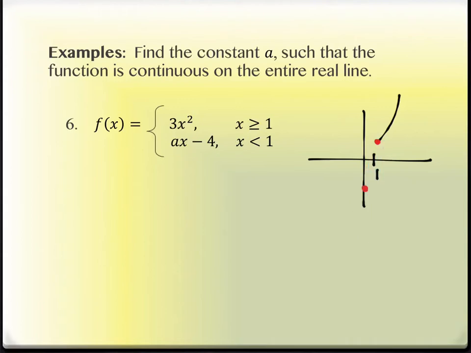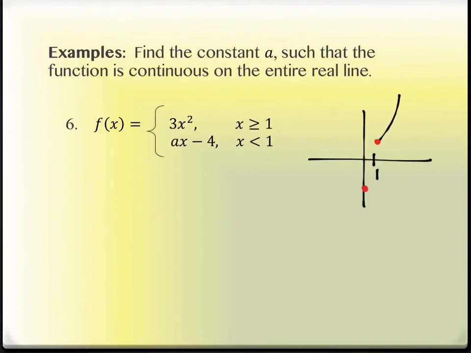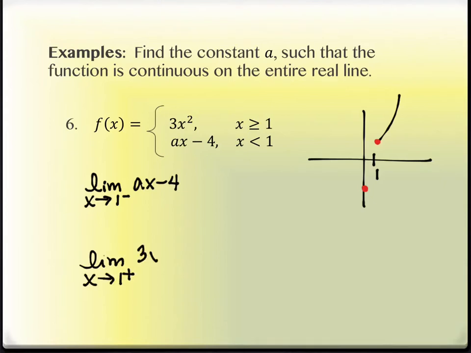Well, what I really want is I want the limits from both directions to be the same, right? That's what this said over here. The limit's going to exist if the limit from the left and the limit from the right match. So I'm going to find those two individual limits. So we're going to look at the limit as x approaches 1 from the left. That's the ax minus 4. And we're going to look at the limit as x approaches 1 from the right. That's the equation 3x squared.